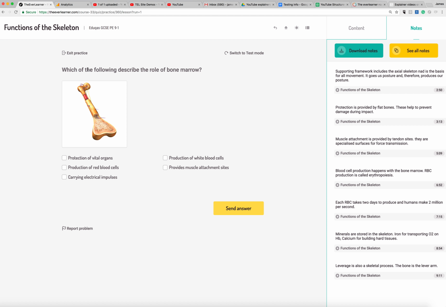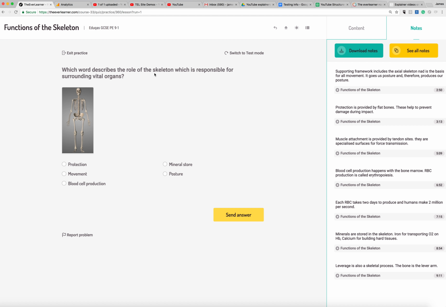But now I'm on my question. I have no time limit here. I can take as long as I want. I can ponder. I can use my notes and nobody's judging my response. So which of the following describe the role of bone marrow? Protection, production of red blood cells, carrying electrical impulses, production of white blood cells, provides muscle attachment sites. So I'm going to go for those two, and I get my answer right, and I get feedback within this environment, so I keep going.